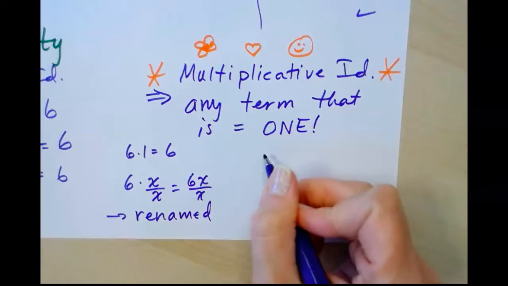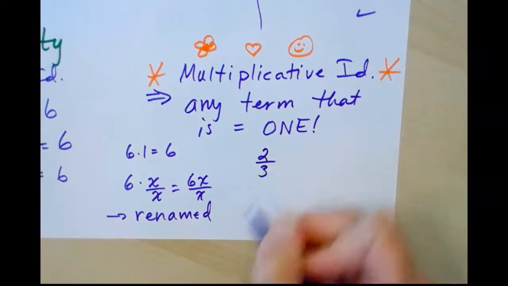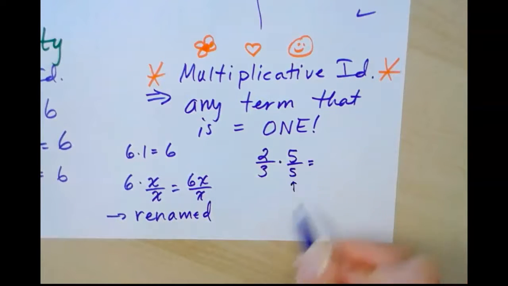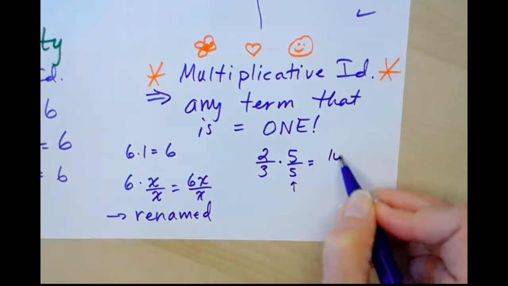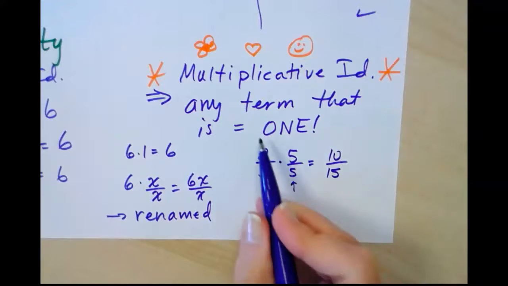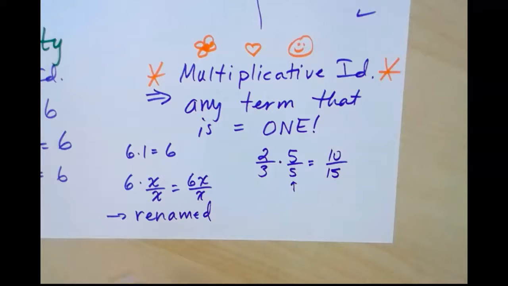In terms of a common denominator, here goes. If I have 2/3 and I multiply 2/3 by 5 over 5, 5 over 5 is equal to 1. That is the multiplicative identity. I can rename this fraction as 10/15. So the multiplicative identity is big and important to know. It's any term, any fraction that is equivalent to 1. So there you got it. Those are the properties that I will speak of by name and that we will use most often this year in math analysis and trig.